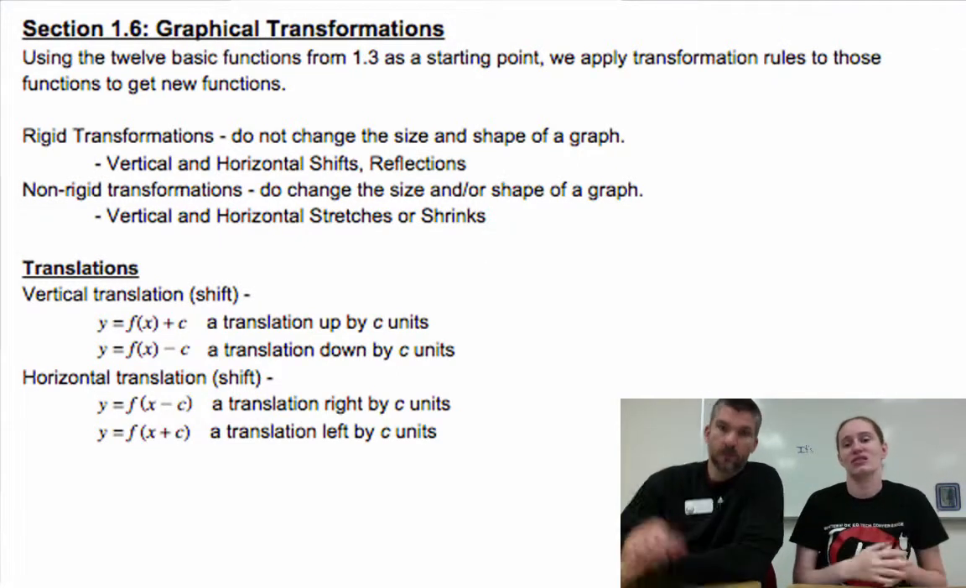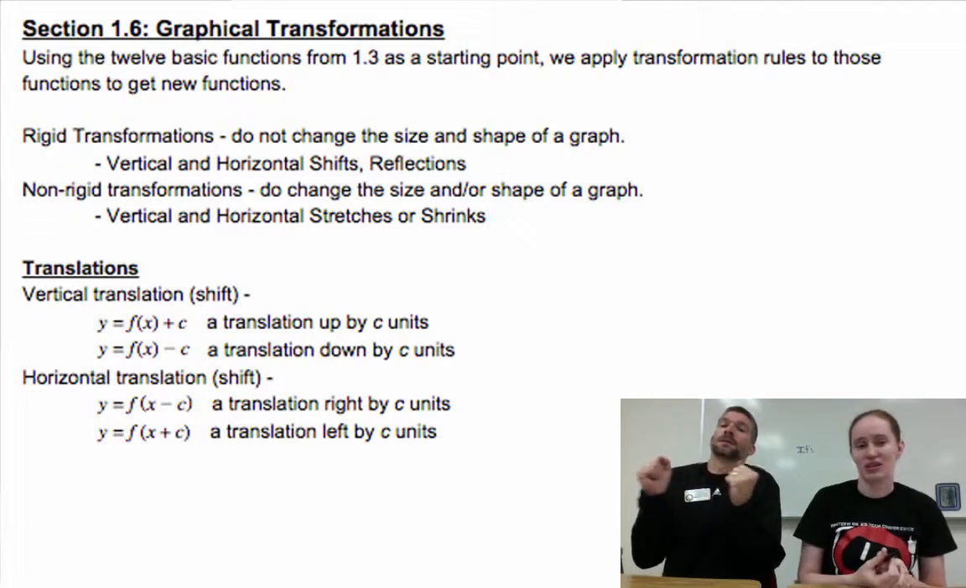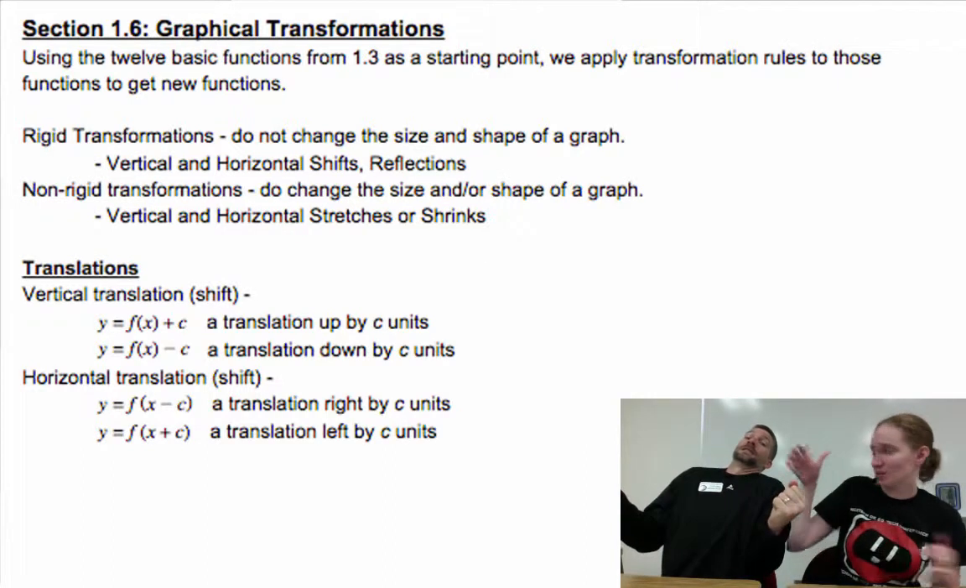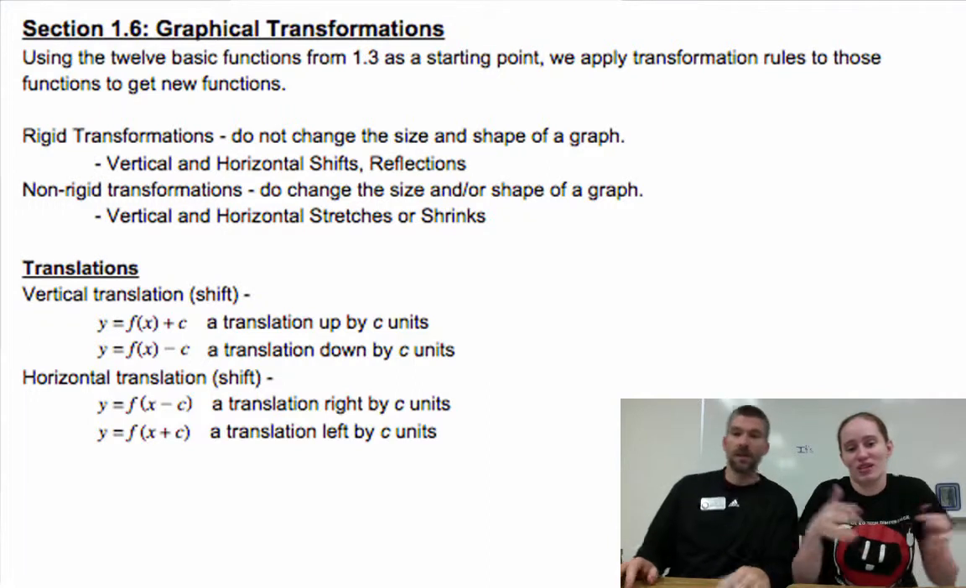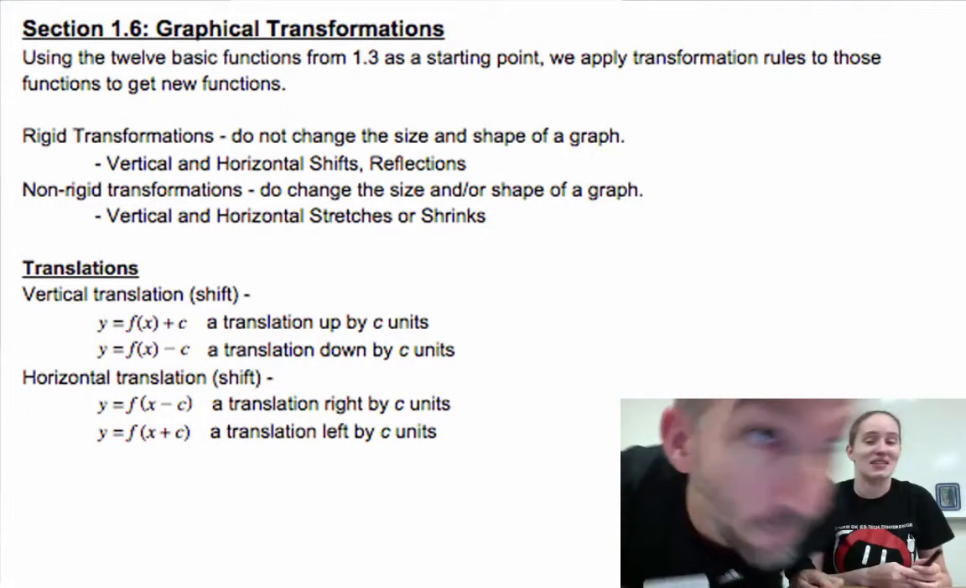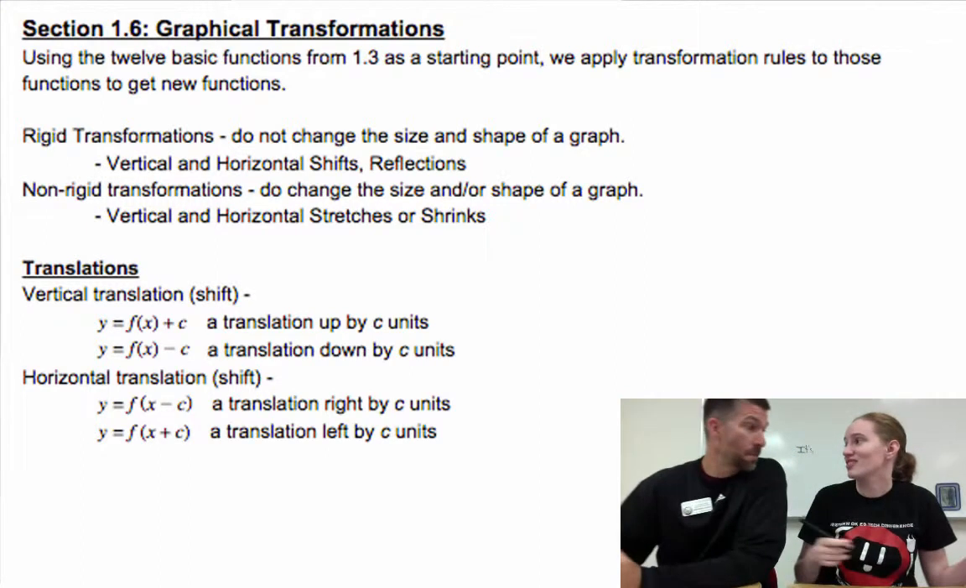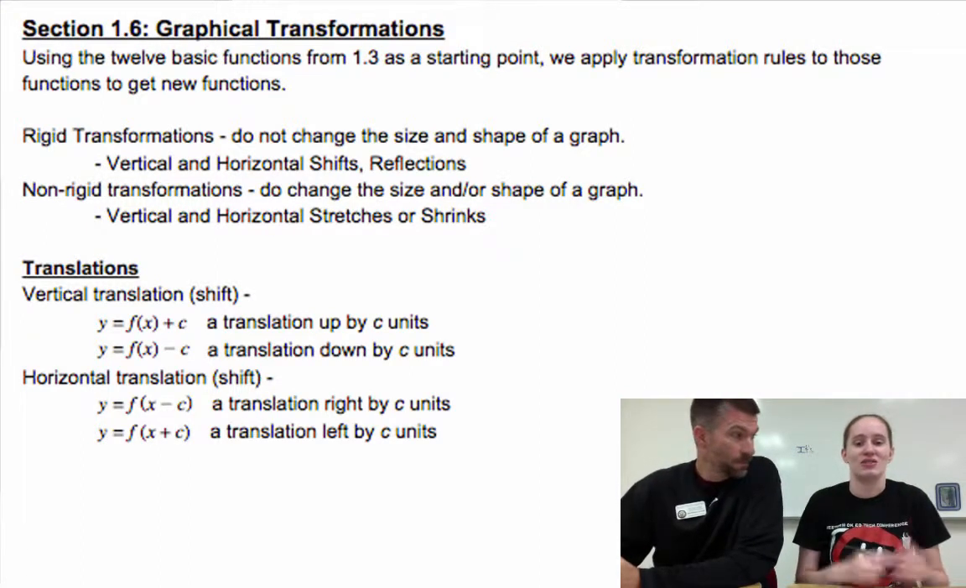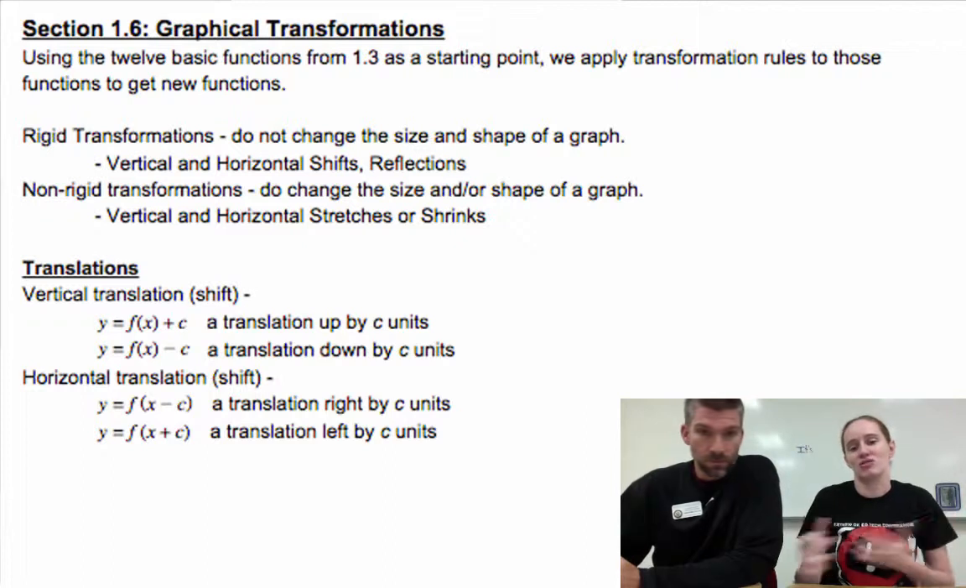They actually change the size or shape of a graph, like if he could just get bigger all of a sudden. Like if you look at my Harry Potter head now, and you look at my Aunt Marge head now, I'm bigger. That was a stretch. Yeah, that was a stretch. So vertically and horizontally, we can talk about stretches or shrinks.